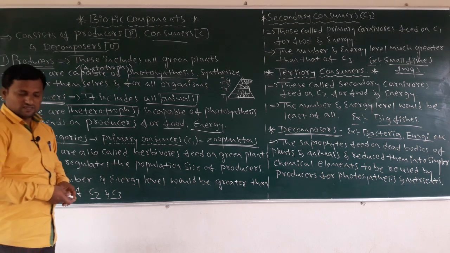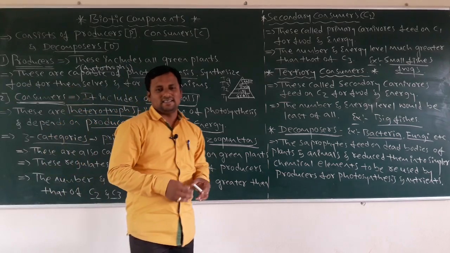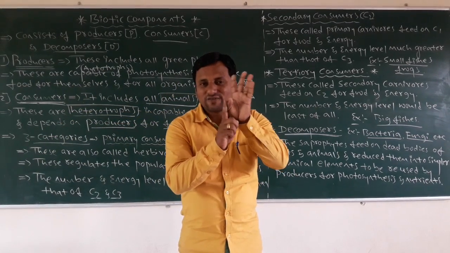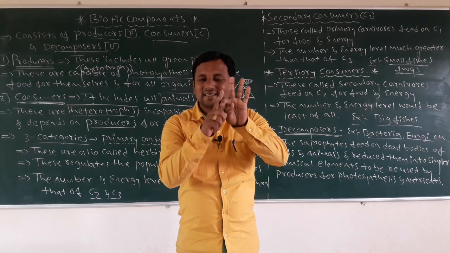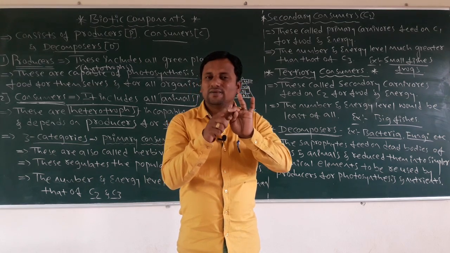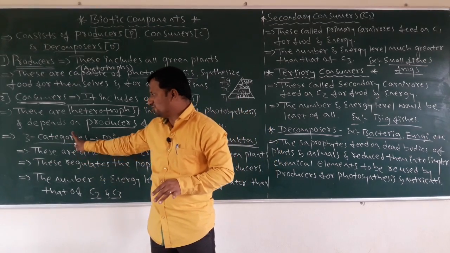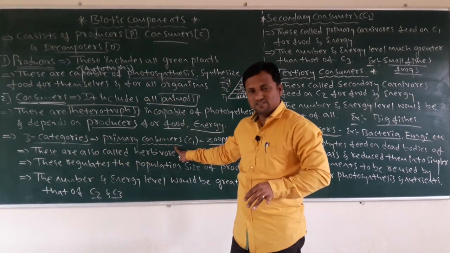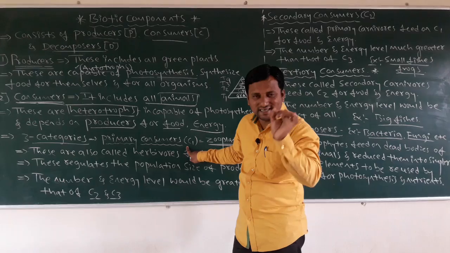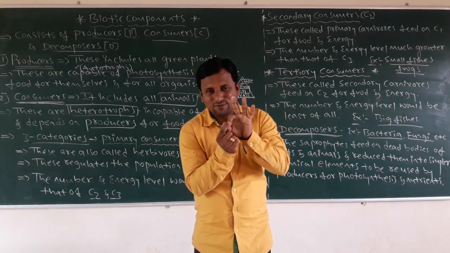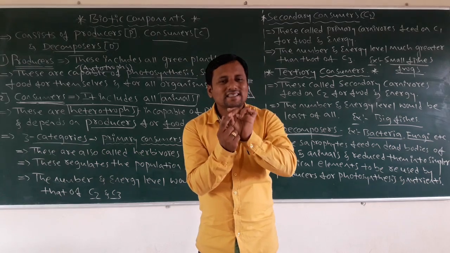In consumers, there are three main categories. Those three main categories are: the first one, primary consumers; next, secondary consumers; and the third one, tertiary consumers. What are those primary consumers? Primary consumers are denoted by the letter C1. Secondary consumers are C2. Tertiary consumers are C3.